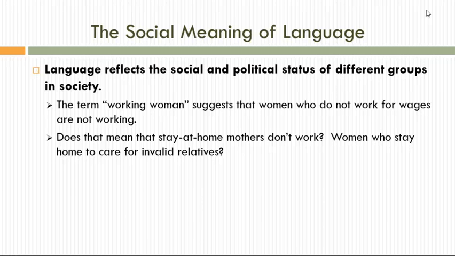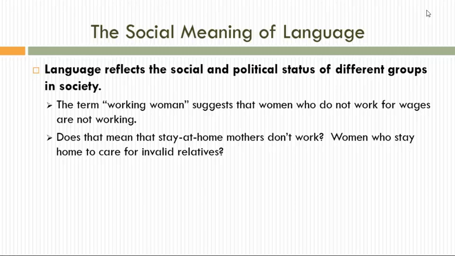There are a lot of women that think, "Ooh, I can't do that," because a lot of times it's a man thing, and we kind of reinforce that with our language, because language reflects the social and political status of different groups in society. The term working woman, right? I mean, if you have a job, you're a working woman, but that suggests that women who don't work for money aren't working. So by that argument, you would say that stay-at-home mothers don't work, and women who stay home to care for elderly parents or invalid family members don't work. And that's absurd, because as a mother, I can tell you, moms work really hard and caregivers work really hard, but they don't make money.